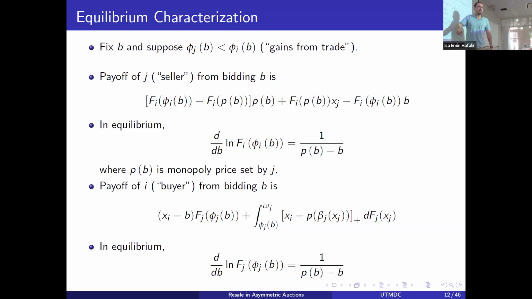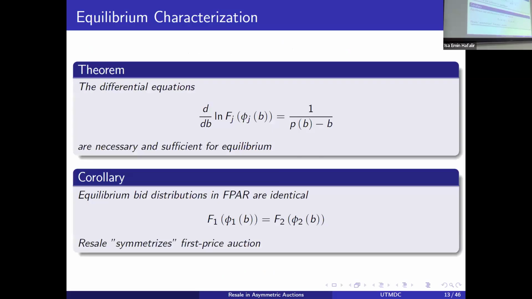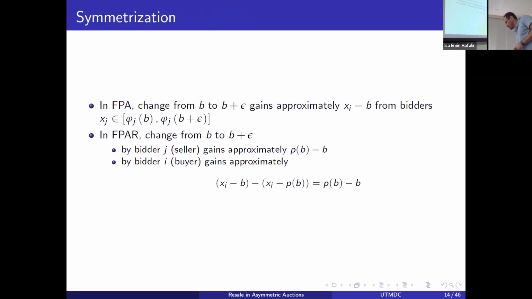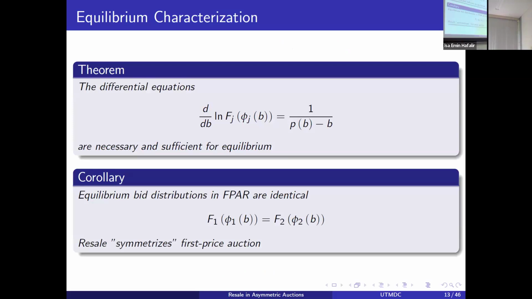When you take the derivative of this with respect to b, we can do it here, but I don't want to bore you with the math. This will result in the same differential equation, and there is a reason for this in the next slide. Before that, we established two results. One of them is that in the appendix we show that this differential equation is not only necessary but also sufficient.